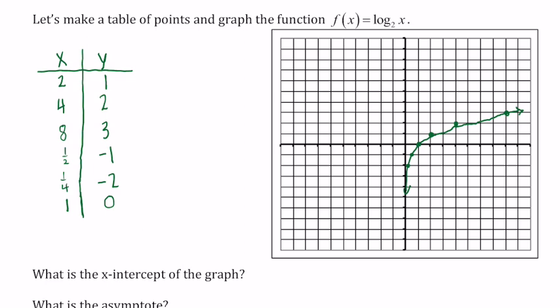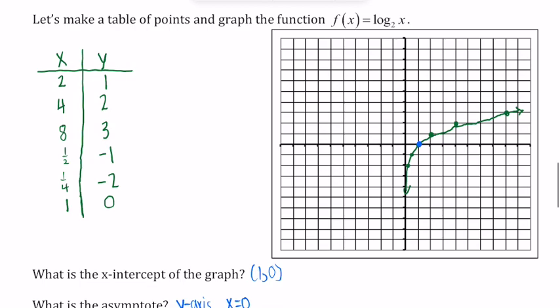So let's keep in mind some of the properties of graphs. First, we're asked what is the x-intercept of our graph. And we can see that this graph crosses the x-axis right there at the point (1, 0). And the asymptote, the line that the graph gets close to, is the y-axis, which in equation form would be the vertical line x equals 0.